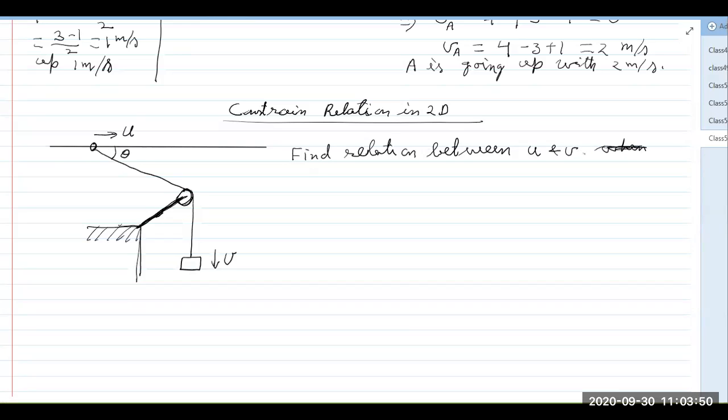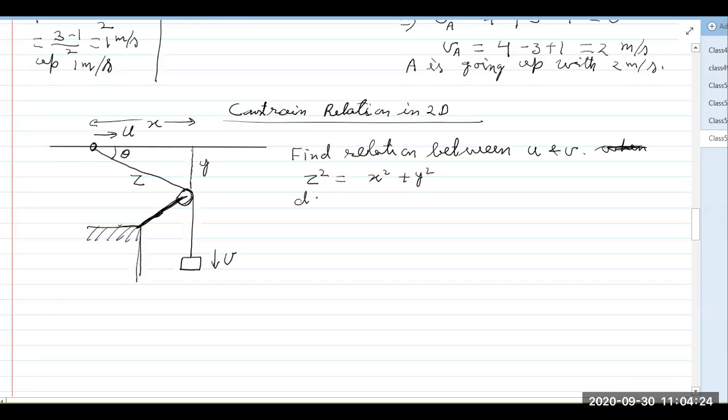So you can see that in this example, we will write a constant relation. If we write this as y, this as x, from the fixed point we have taken a distance y, here to here x, and this is z. So we can write z square equal to x square plus y square. But you can see that if the ring moves on this rod, the x will change, the z will also change, but y is a fixed distance.